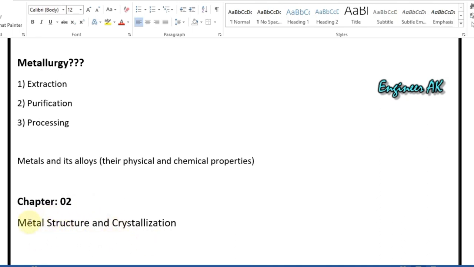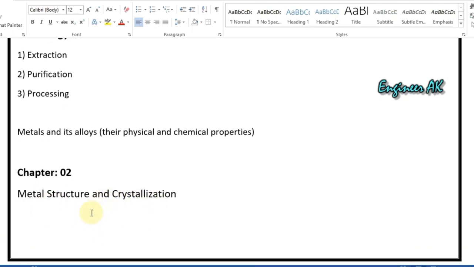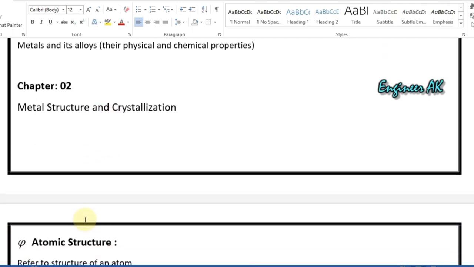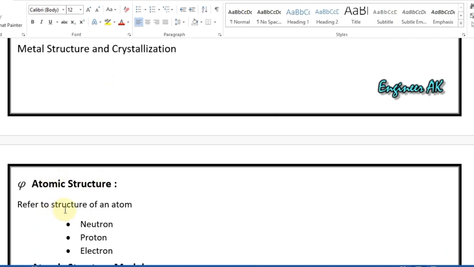From the chapter name you will now have a clear guess of what we are going to study in this chapter: the structure of the metal and crystallization, which you will understand as we move further. Okay, so let's get started. First of all, the first topic is atomic structure.